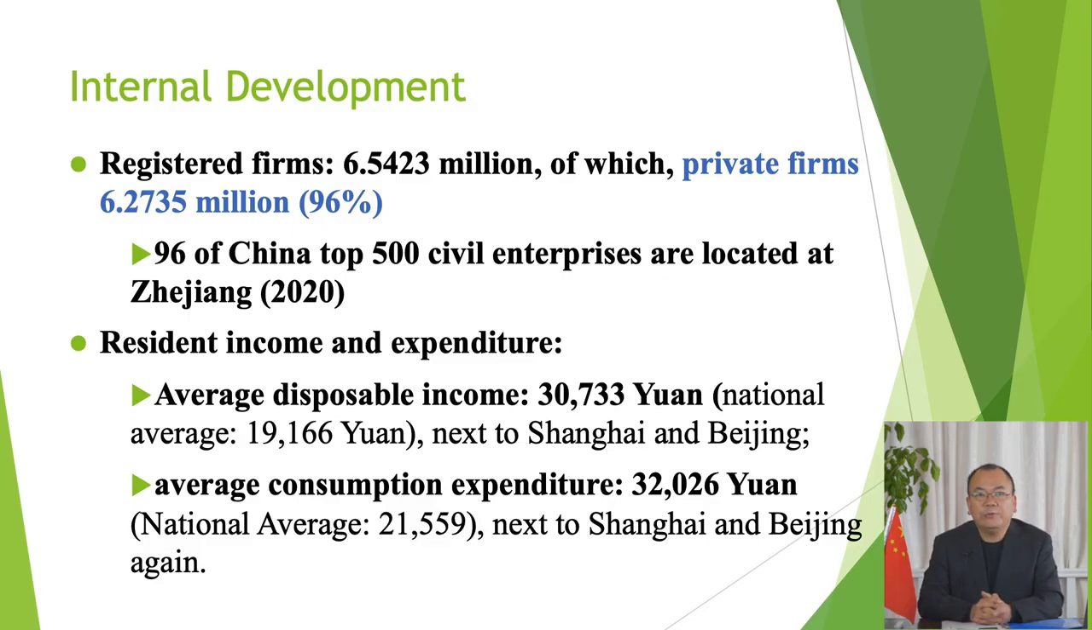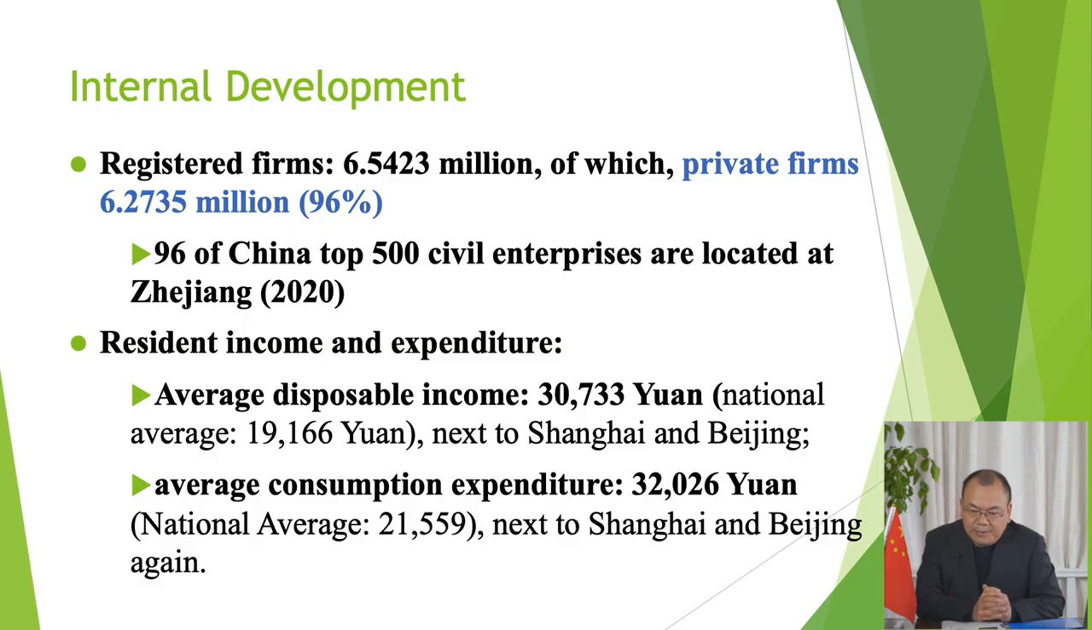About its internal development. In Zhejiang province, as I said just now, historically, Zhejiang province has had limited central government investment. So there are fewer state-owned or provincial government-owned companies in Zhejiang province. Most of Zhejiang's firms are private firms. In Zhejiang province, we have 6 million firms, and of these firms, you can see 96% of them are owned by families.